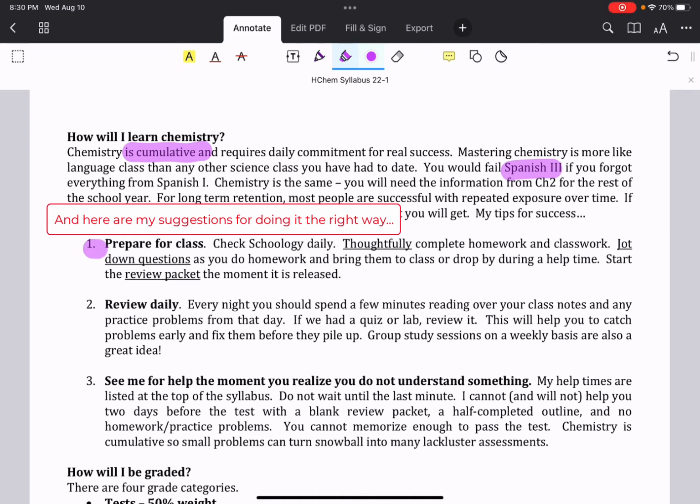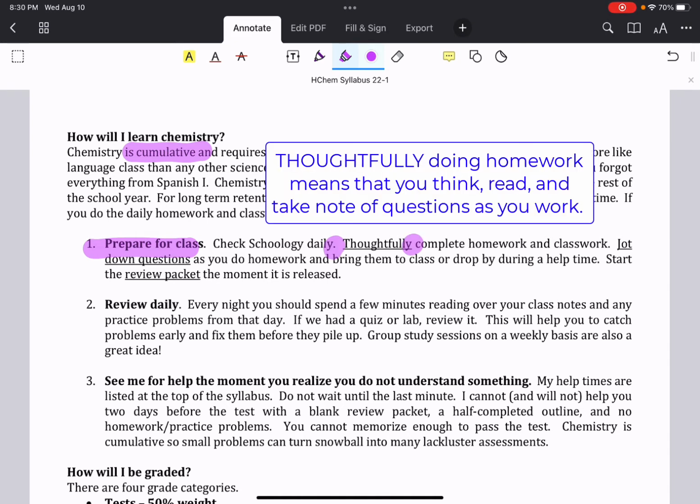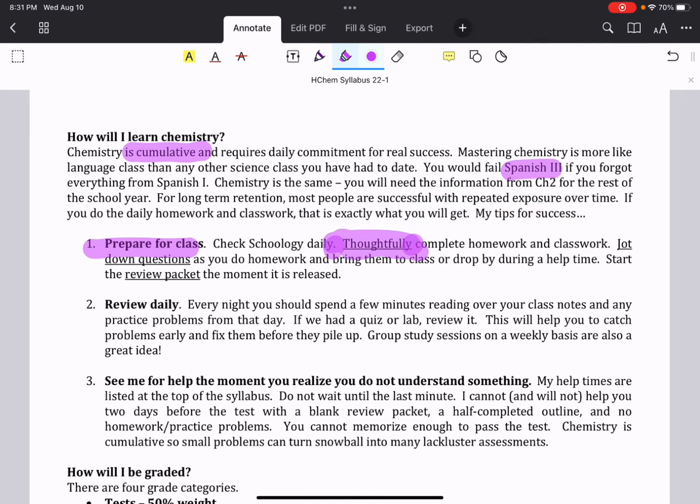One, prepare for class, right? And that means things like checking Schoology. That means thoughtfully completing homework and classwork. Note that this word is very important. I promise you that everything I give you is to help you master the content, right? There is no busy work in chemistry. It is all stuff that's going to get you to the point where it is mastered, stored in long-term memory, and something you can access and use easily for the rest of the school year, okay?